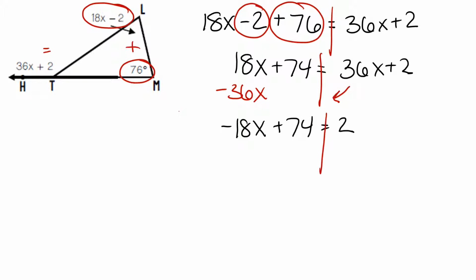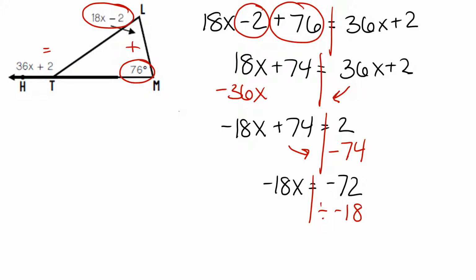Still combining like terms, we do the opposite operation. Instead of a plus 74, we do the opposite. We do a minus 74. 2 minus 74 is negative 72. And our last step is to divide. We're going to divide by negative 18. Negative 72 divided by negative 18 is going to give us an answer of x equals 4.